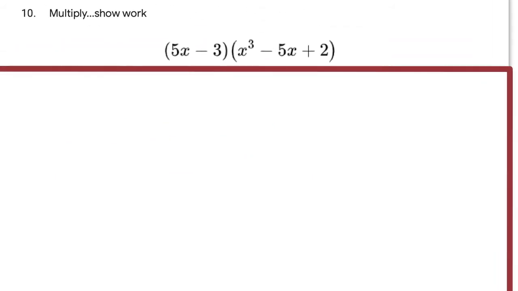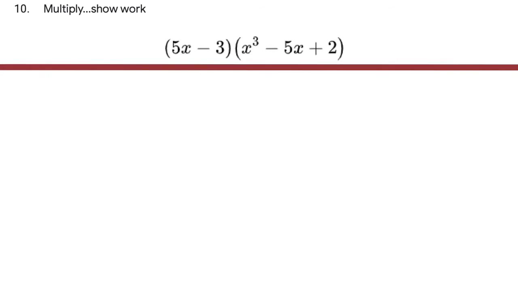Number 10, a big multiplication problem. So let's take a look at this guy.